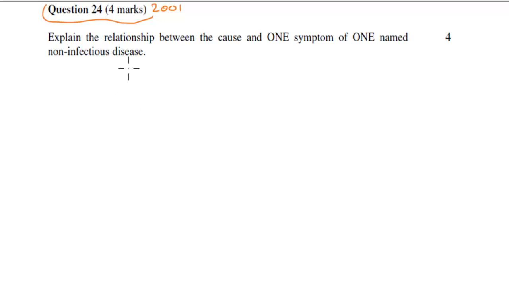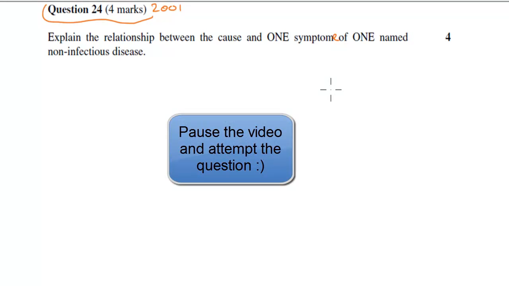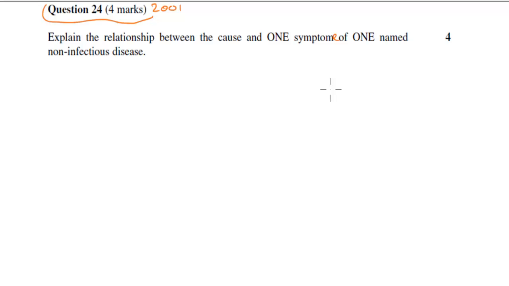So the question itself says, explain the relationship between the cause and one symptom of one named non-infectious disease. And that's worth 4 marks. So when you're ready, pause the video and attempt the question. Welcome back. So the question says, explain the relationship between the cause and symptom. So we need to connect the cause and symptom of one named non-infectious disease. So we have to name an example.